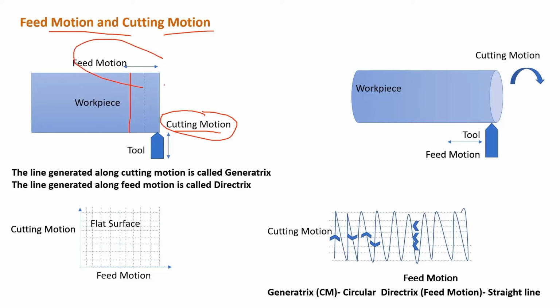In more technical terms, the line generated along the cutting motion is called the generatrix, while the line generated along the feed motion is called the directrix. Let us suppose we want to plot it in 2D: the cutting motion is here and the feed motion is here. The lines generated along the cutting motion are vertical lines, and the feed motion would be the horizontal flat lines. So the resulting surface would be a flat surface.